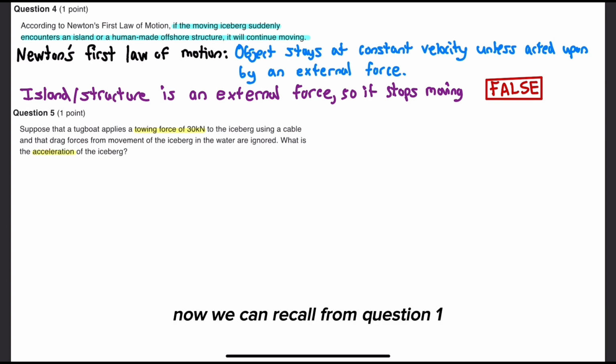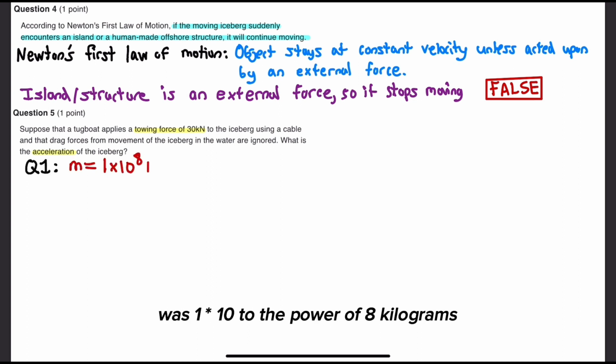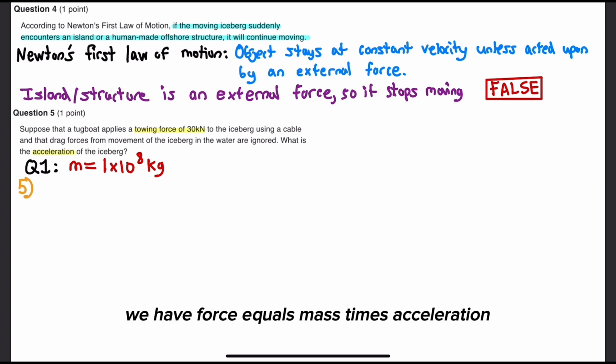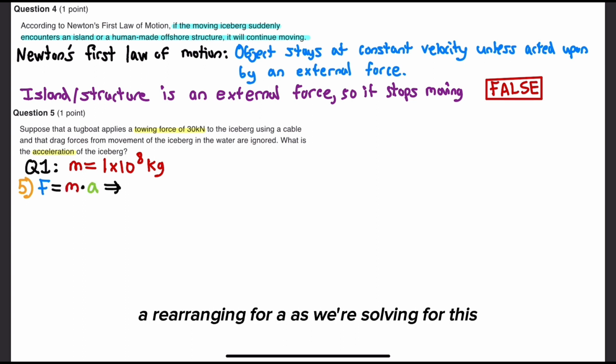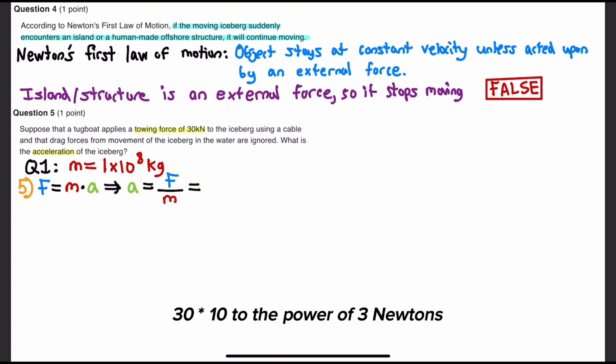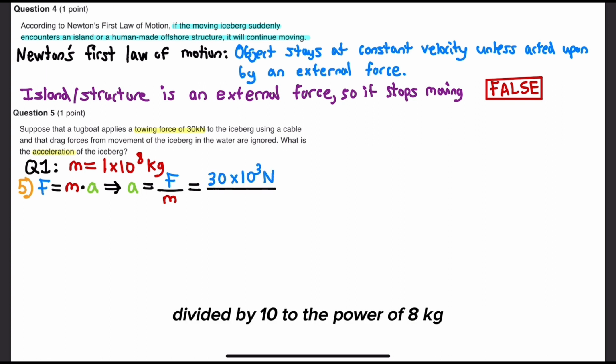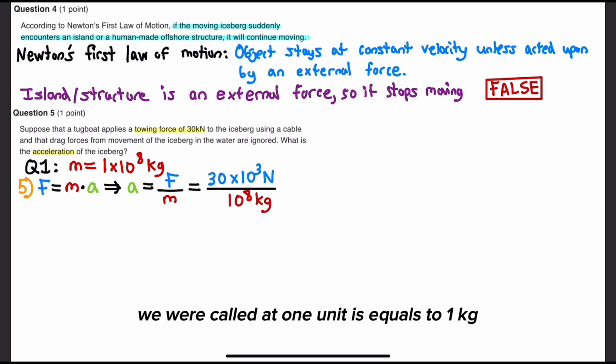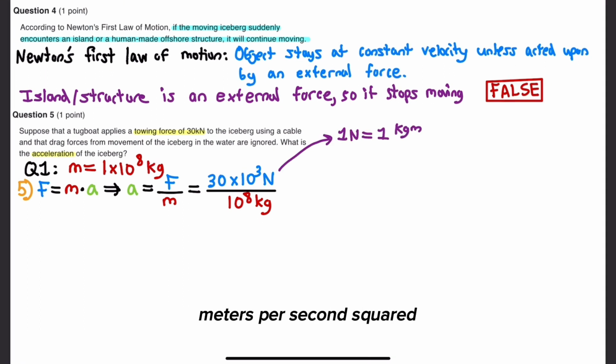Now, we can recall from question 1 that the mass of the iceberg was 1 times 10 to the power of 8 kilograms. Now, using Newton's second law of motion, we have force equals mass times acceleration, otherwise shown as F equals ma. Rearranging for a as we're solving for this, we have F over m, which can be simplified to 30 times 10 to the power of 3 newtons divided by 10 to the power of 8 kilograms. We recall that 1 newton is equal to 1 kilogram meters per second squared.